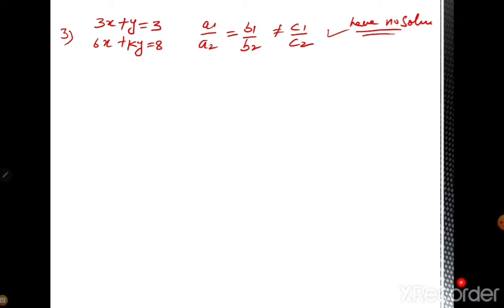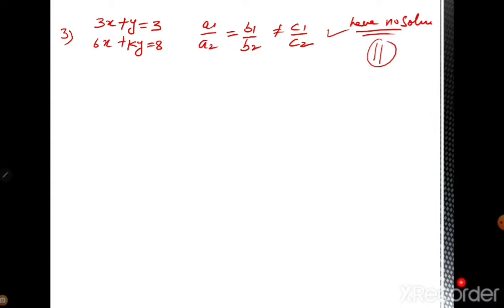Okay. Now we are given two equations, 3x plus y is equal to 3, and 6x plus ky is equal to 8, which does not have a solution. So when do the equations have no solution? When they are parallel. The no solution condition is a1 upon a2 is equal to b1 upon b2 is not equal to c1 upon c2. This means the pair of linear equations is inconsistent, and the lines will be parallel.